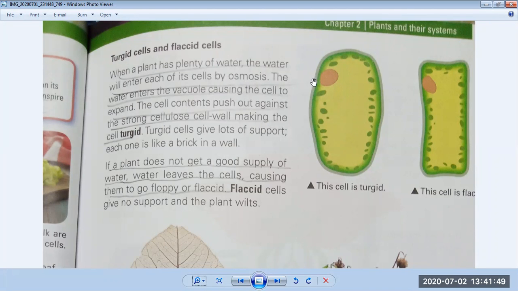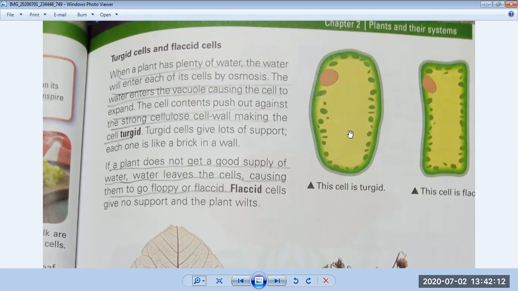We all know the structure of a plant cell. If you keep in mind what you studied in class 6, plant cells have an outer body called the cell wall. Inside there is a cell membrane, and in the center they have a large vacuole, and there is a nucleus at one side. Because of that, every plant cell has a large vacuole inside it.